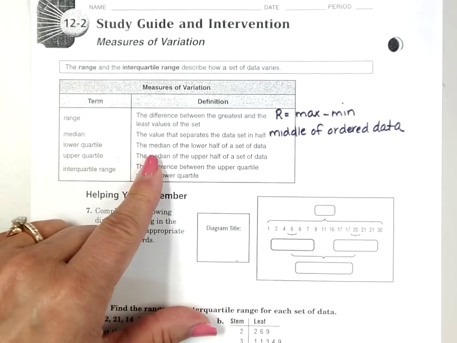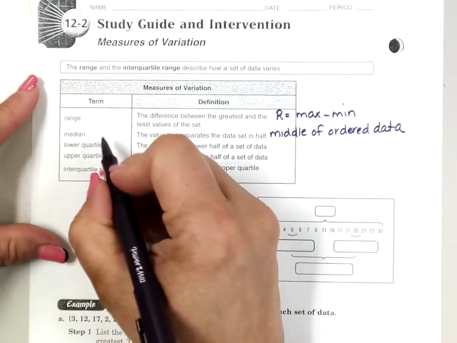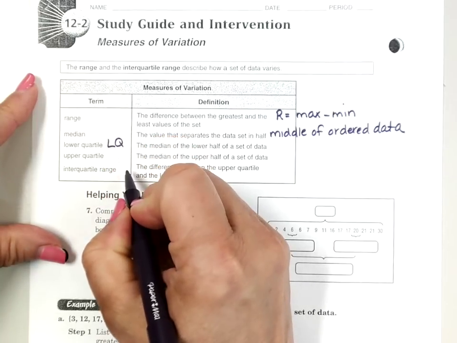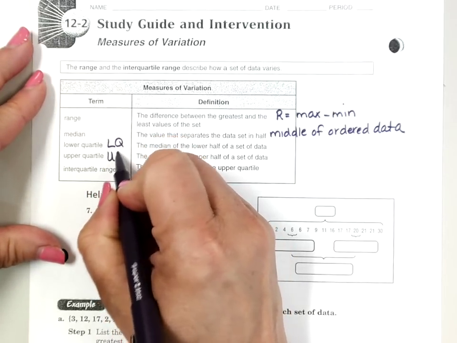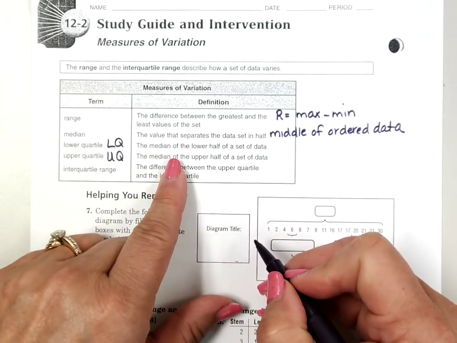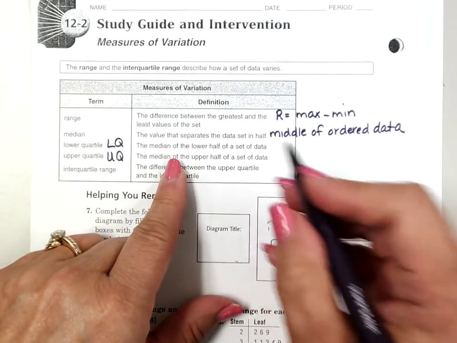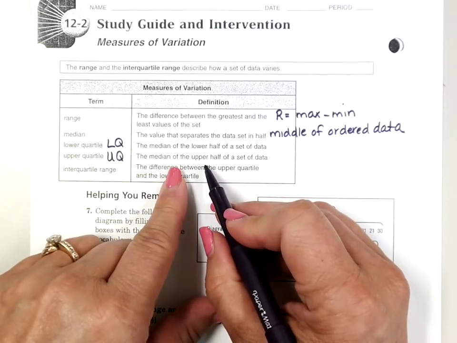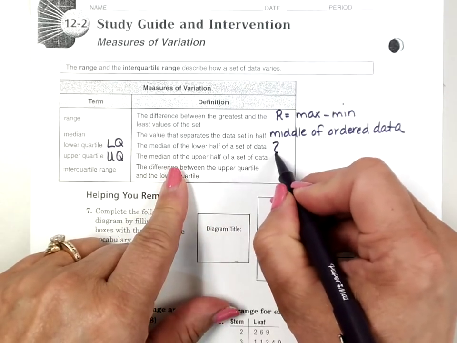And then we're going to take the median and we're going to split the lower half and the upper half of the data from where the circled middle is. The first one is called the lower quartile. I like to use LQ for that. And the other one is upper quartile, and I use UQ. The lower quartile is the median of the lower half of the set of data, and the upper is the median of the upper half of the set of data.